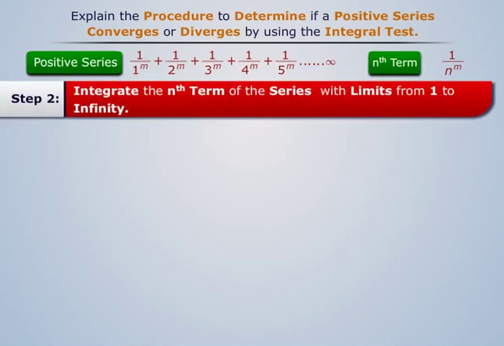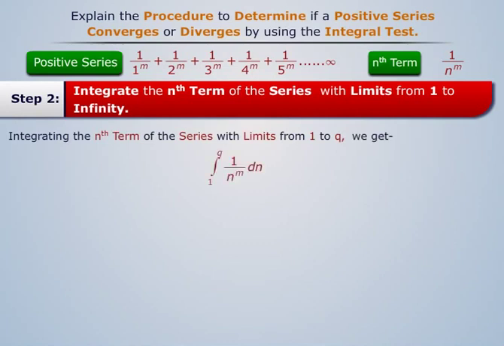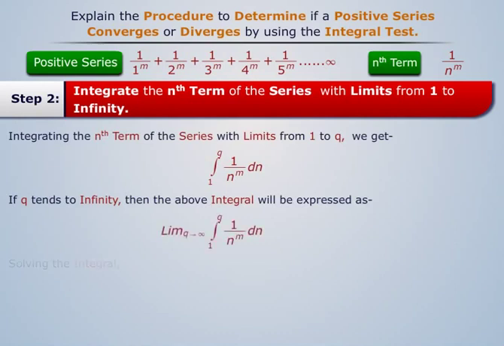In the last step, we integrate the nth term of the series with limits from 1 to infinity. So integrating the nth term of the series with limits from 1 to q, we get. Now, if q tends to infinity, then the integral will be expressed as. Solving this integral, we get. Or.